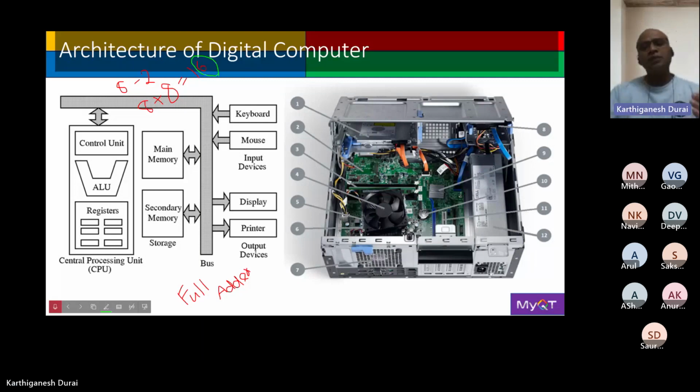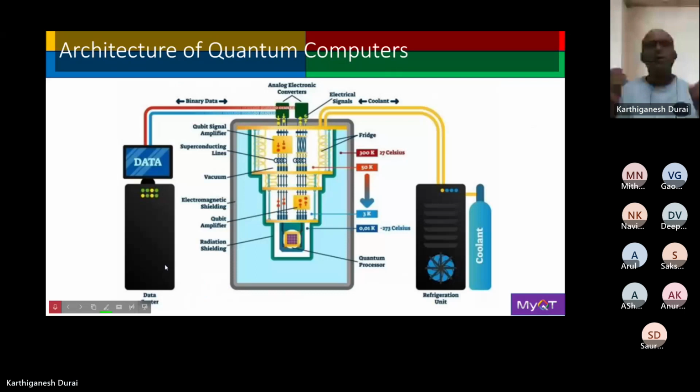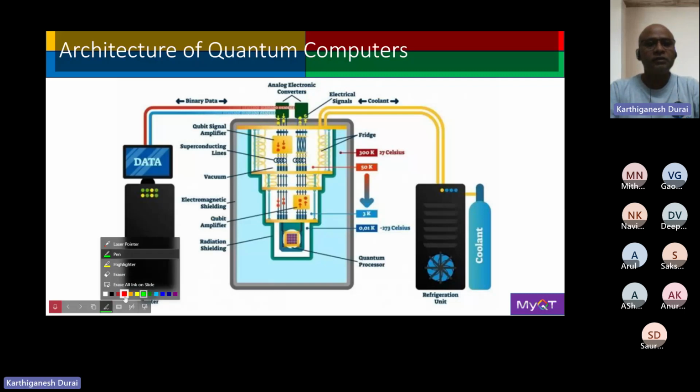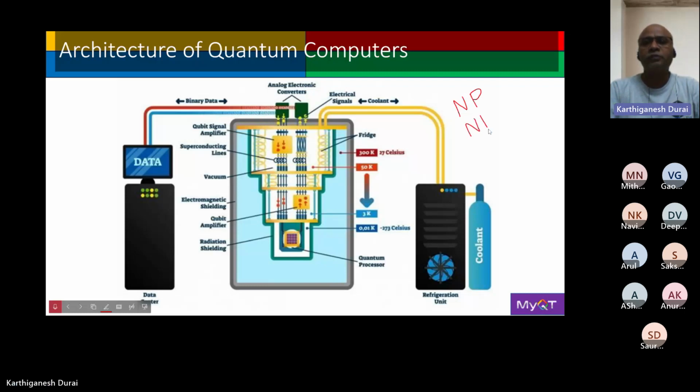Like this, there are multiple operations available in a digital computer. But if you go back to quantum computer, it is not used for just addition, subtraction, these kinds of operations. Quantum computers are meant for problems which are classified as NP problems and NP hard problems. I'm not going to explain that now because we have another session for these things later.